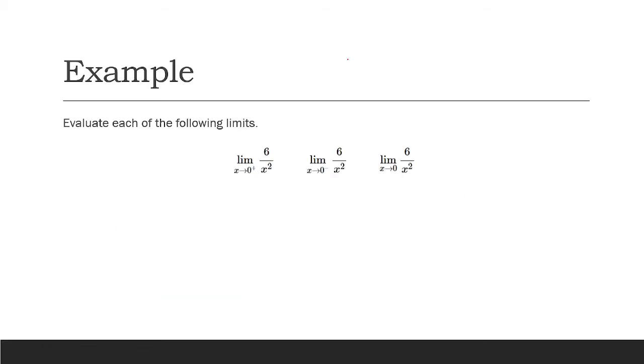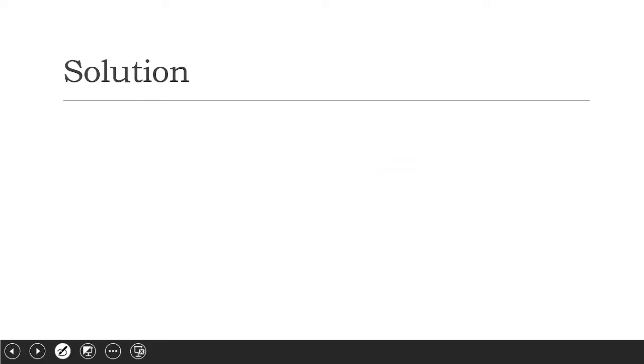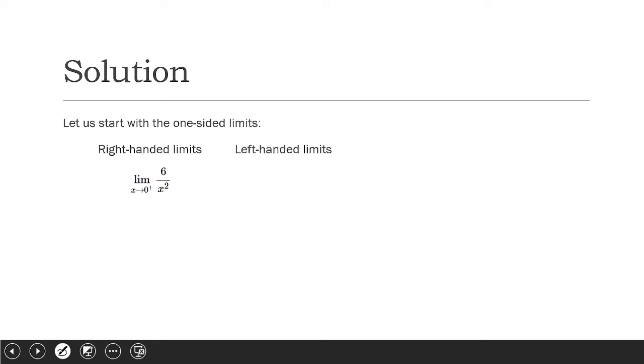Next, another example. So, evaluate daw natin yung mga limits na to. That is the right-hand limit and left-hand limit and the normal limit of 6 over x squared as x approaches 0. So, for this one, gawin lang din natin yung ginawa natin kanina. So let's start with the one-sided limits. So start tayo with the right-handed one. That's the limit of 6 over x squared as x approaches 0.